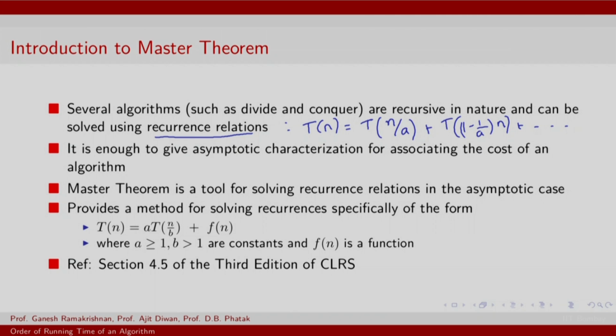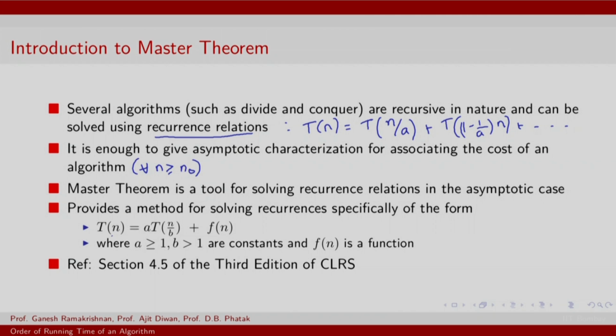How do you solve such general recurrence relations? It is enough to give some asymptotic characterization for associating the cost of an algorithm. So we might not be interested in T(n) for very small values of n, as long as we are able to characterize both the recurrence relation and its solution for n greater than or equal to n naught. For all n greater than or equal to n naught, we are fine. So the master theorem gives such a tool for solving recurrence relations in the asymptotic case.